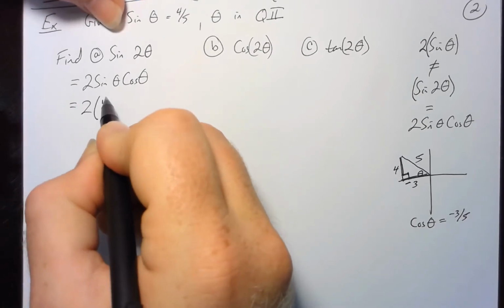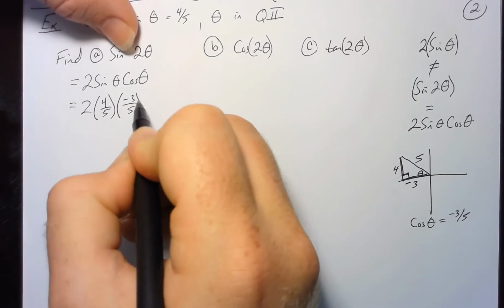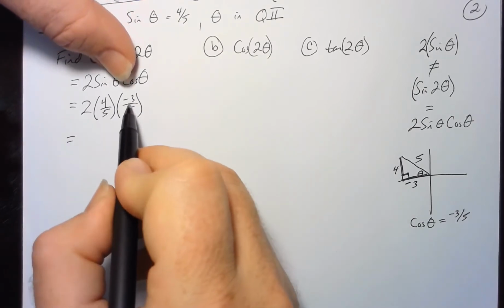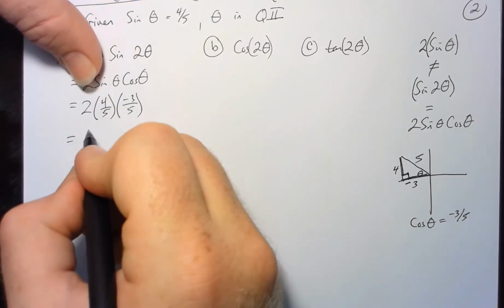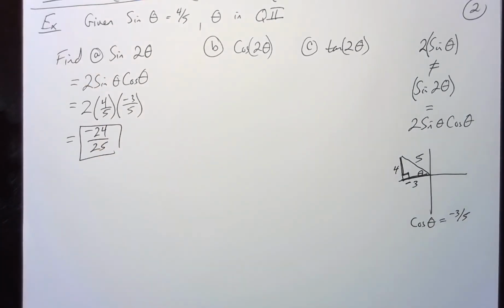2 times my sine, 4/5, times my cosine, -3/5, and therefore I'm going to have 4 times -3 is -12, times 2 is -24, divided by 25, and that evaluates that piece.